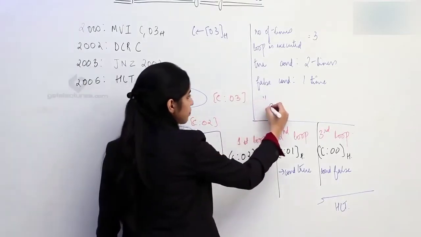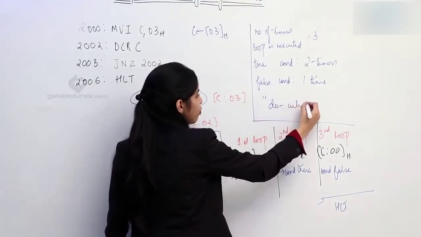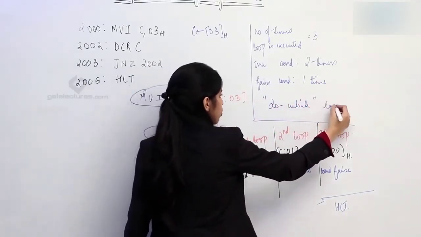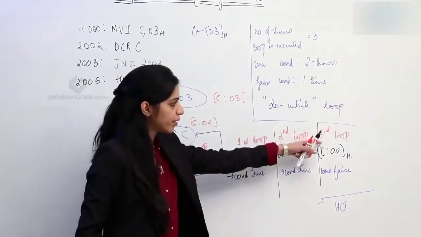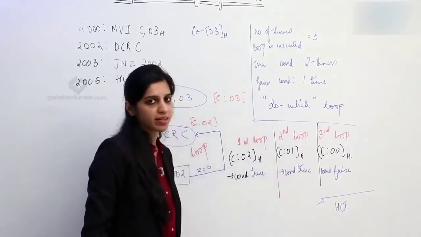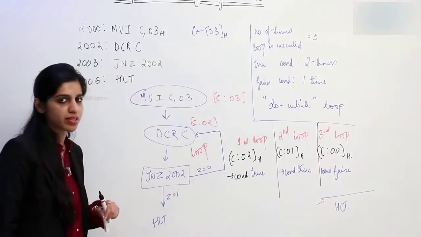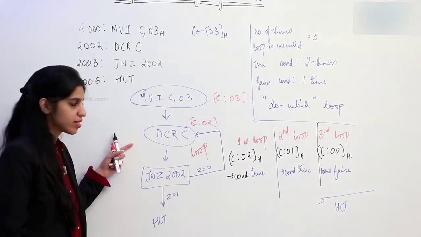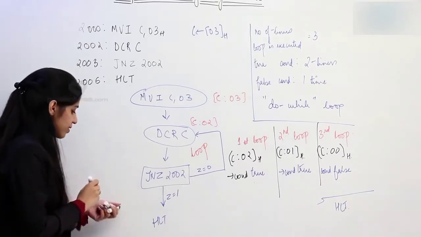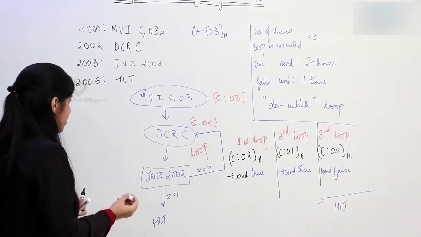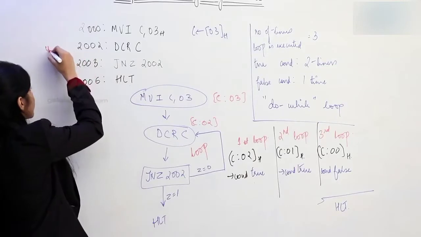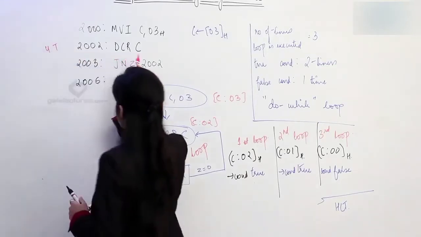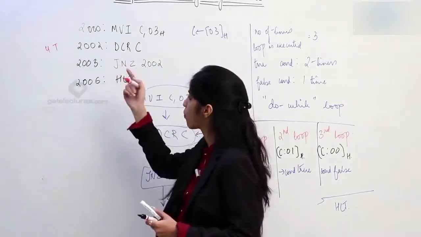This is a do while loop. Do while means first we are performing the task, then we are checking the condition at the end. Now again, just see the timing of the loop, just see in one loop. This DCR C is a 4 T states long instruction. DCR C has only one machine cycle, opcode fetch.